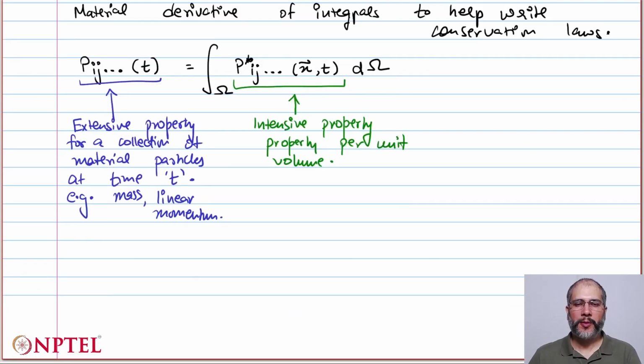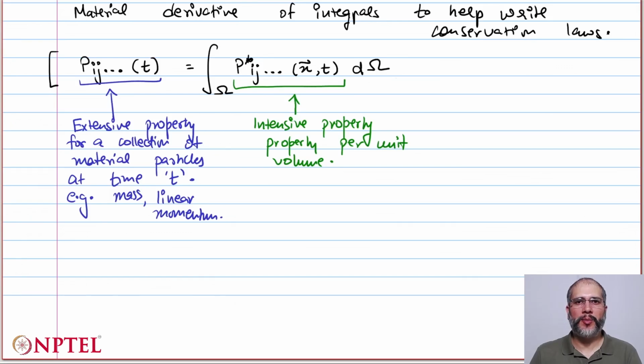So as a summary, for a collection of material particles, their total extensive property will be P as a function of time, because the property can definitely change with time. But for any given time t, the property is capital P, and we can write this as a sum of the intensive property times the mass or the volume for all the collection of particles. So for this present analysis, we're talking about P star being a property per unit volume. Later, we'll talk about properties per unit mass as well.